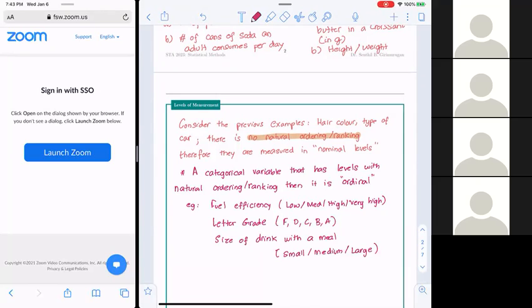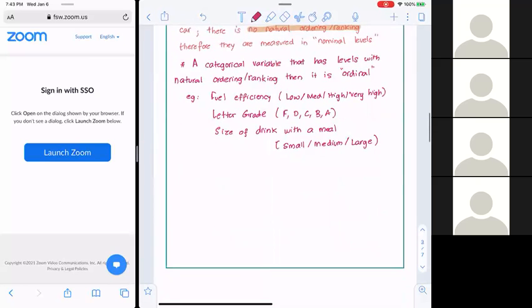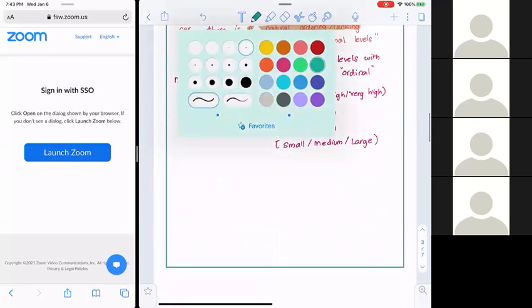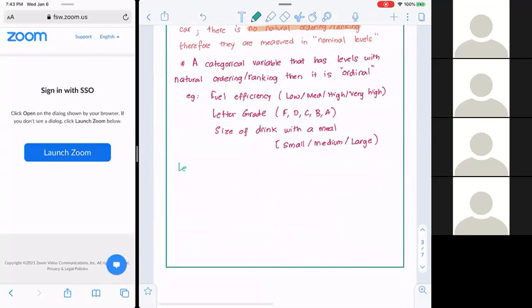So nominal and ordinal levels come into play with qualitative data. When we go to quantitative data, we have two different levels.